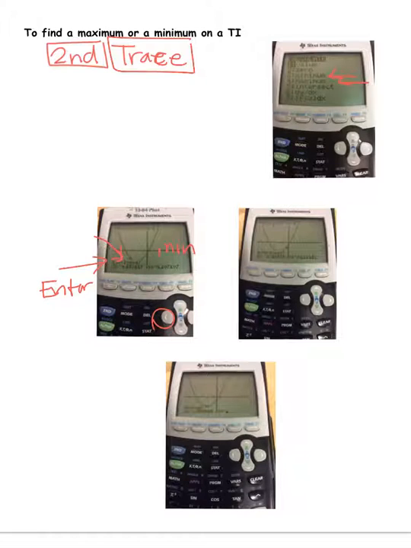Then the question changes. Here's the second question. Now it asks you right bound. So you use the right arrow key and you click around the vertex and over to the right side, and then you click enter. Then it will ask you to guess, and you'll click enter one more time, and then it will finally give you the answer.